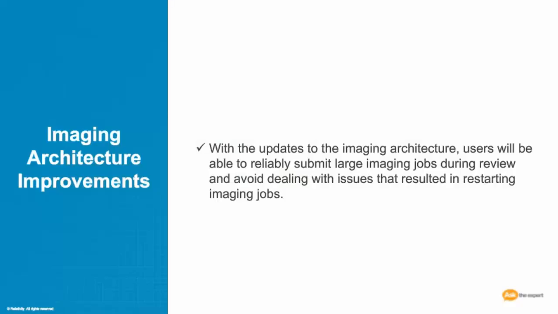For the imaging improvements, one of the main ones that we did was to improve the architecture of imaging so that users can actually submit large jobs and have those successfully complete. Potentially in the past, if you had kicked off some very large imaging jobs, you may have run into an issue or ended up needing to break that imaging job into a couple of different jobs. And based on the work that we've done here, we've actually improved it so that you will have those jobs successfully complete. And we've also made it more flexible for you to actually be able to scale up your agents to support those jobs.